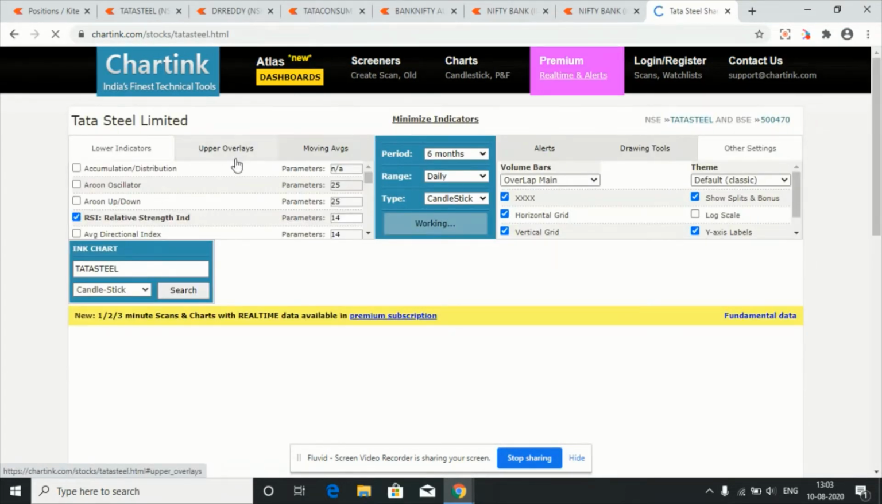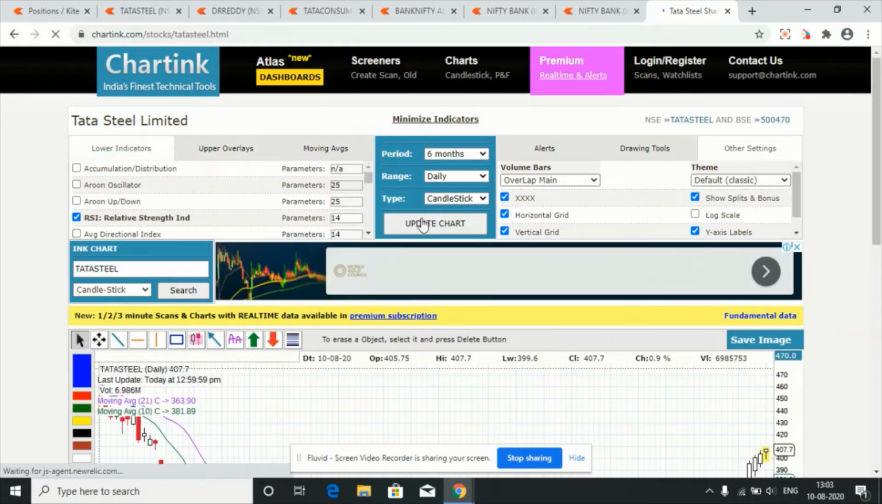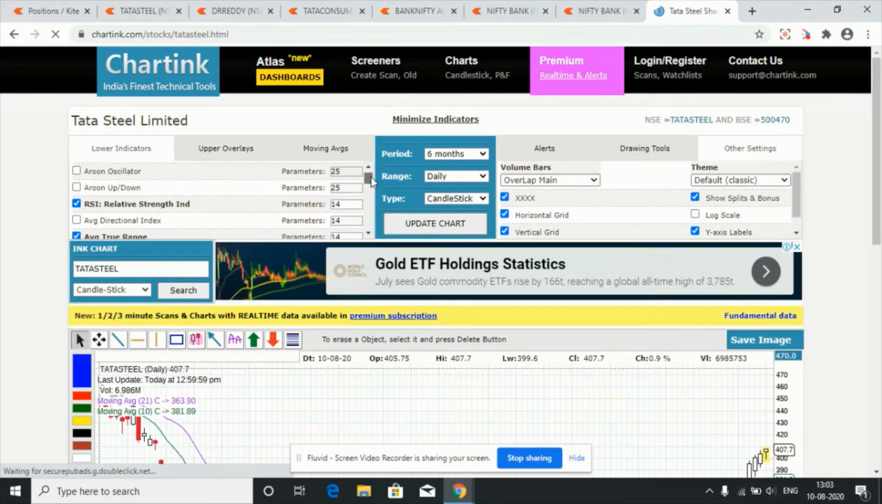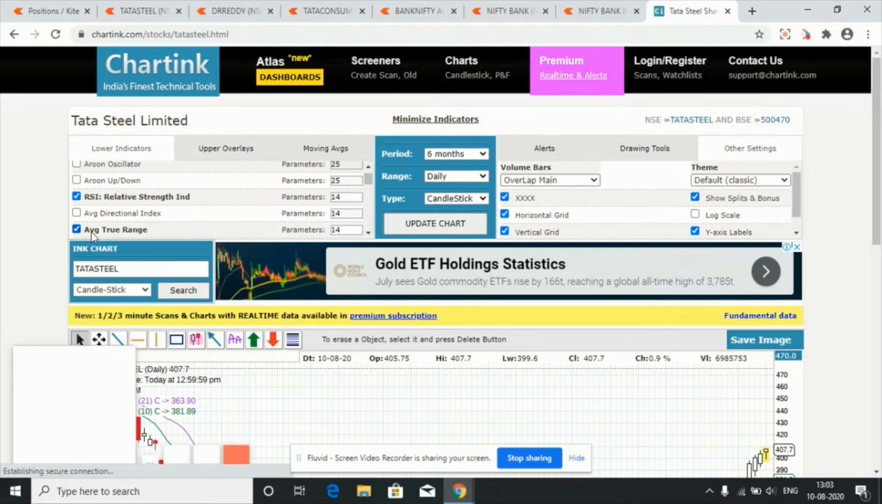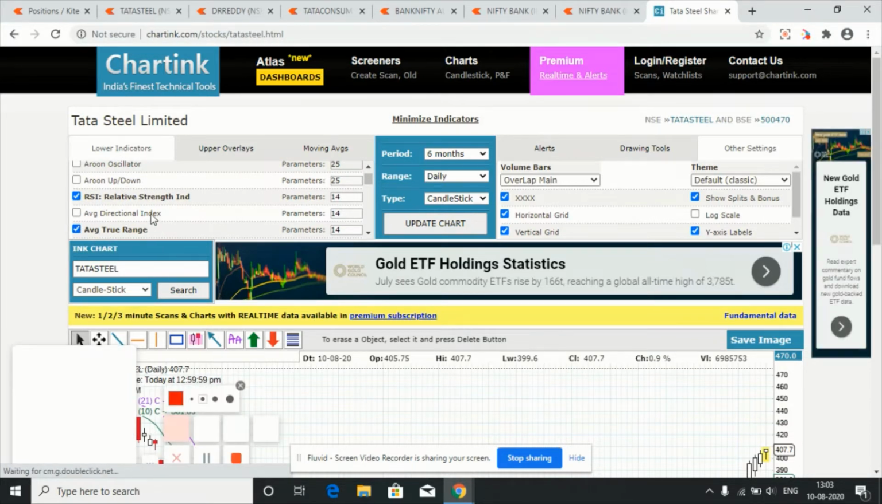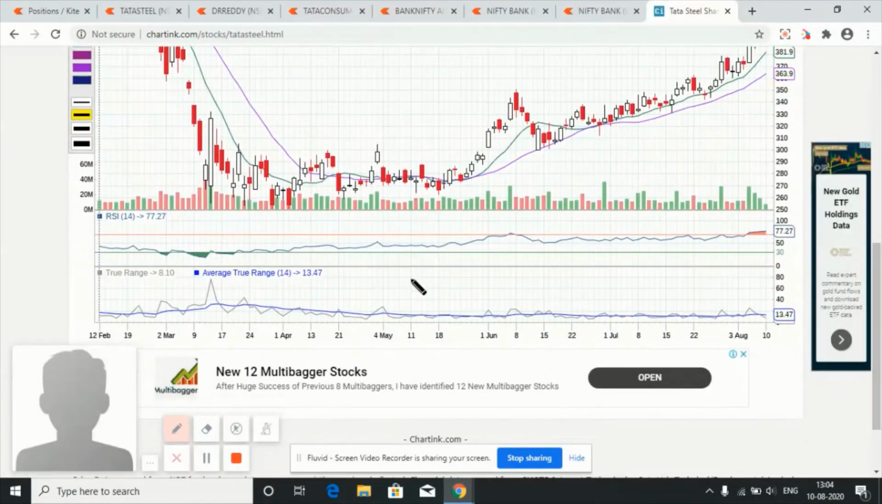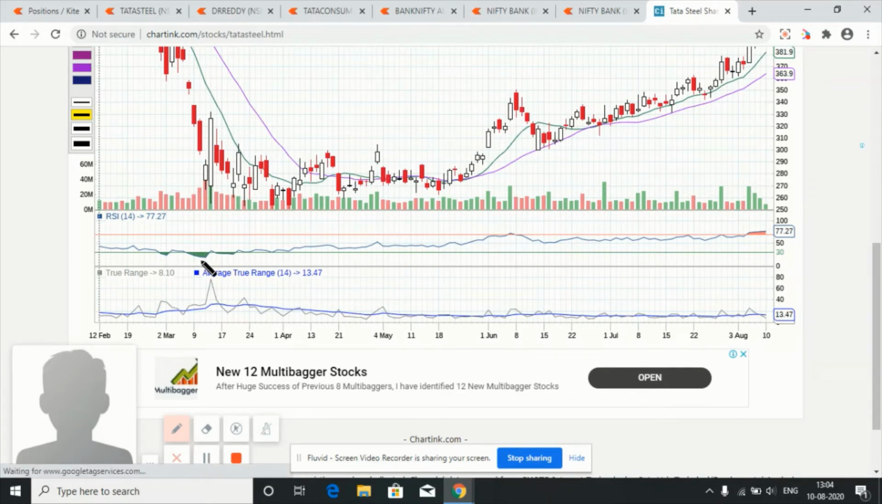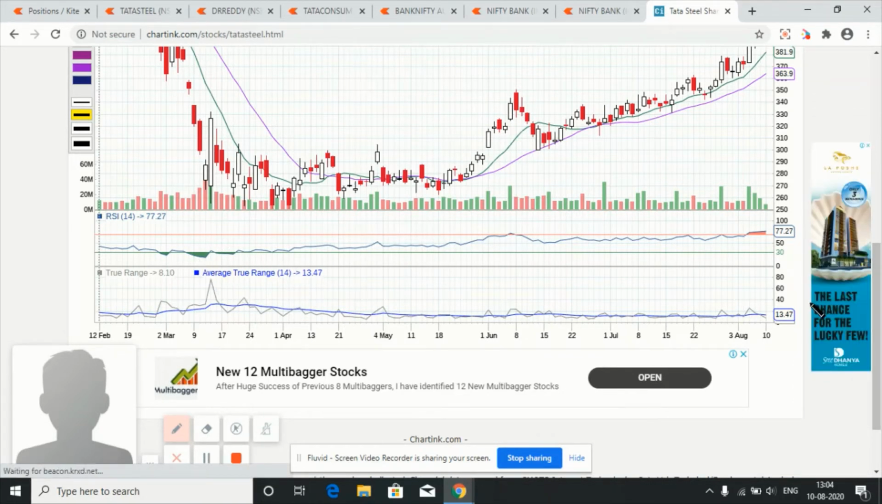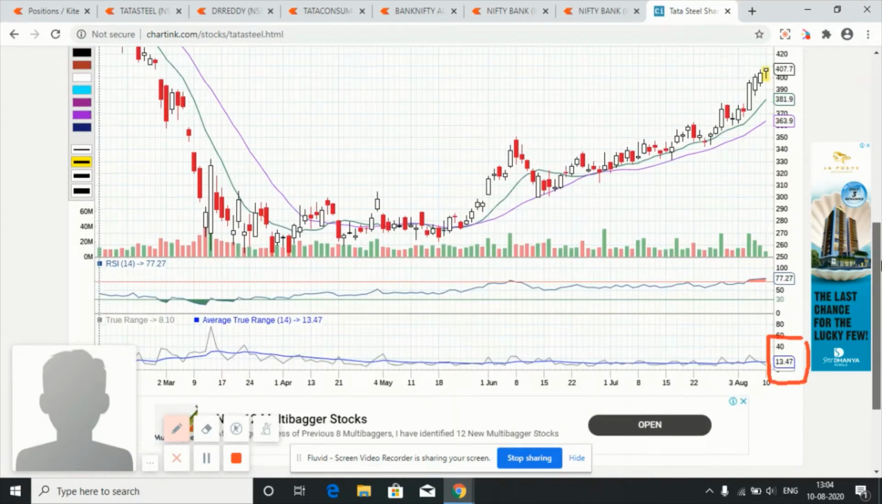Okay, and looking at its lower indicators, when we move down, we get a signal called Average True Range, or ATR. Just tick on it, put the parameter at 14, and update your chart. Down here, we will get the average true range of the stock. It says that the average true range of Tata Steel is 13.4.